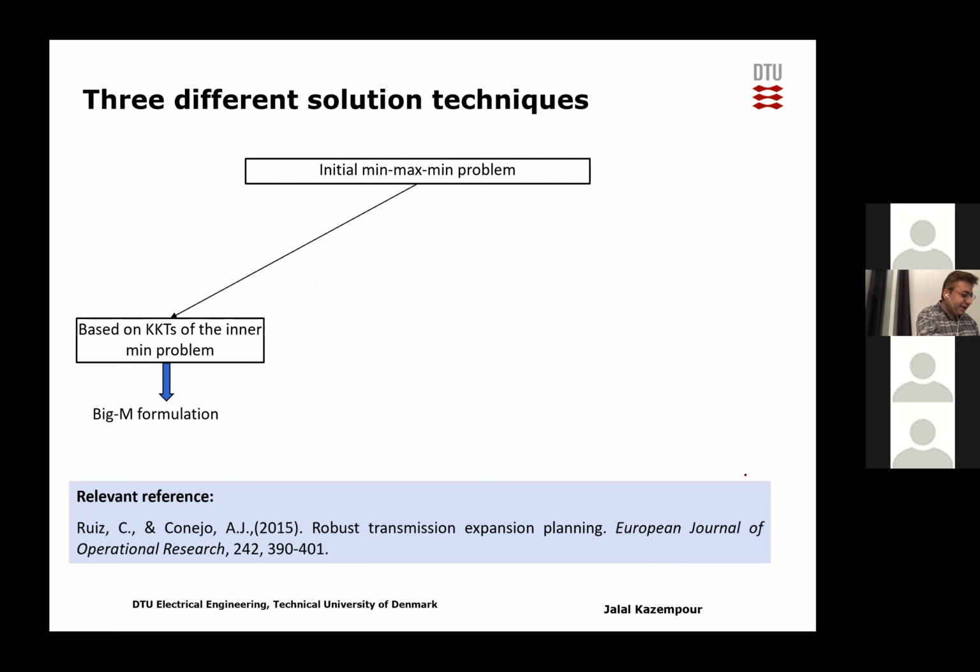For our initial min-max problem, I would say there are 3 different techniques in the literature for how to solve it. One is based on deriving the KKTs of the inner problem and then solving it in an iterative manner. So we will have min-max, but the max has complementarity conditions. Then we need to solve it iteratively. You can check this paper.